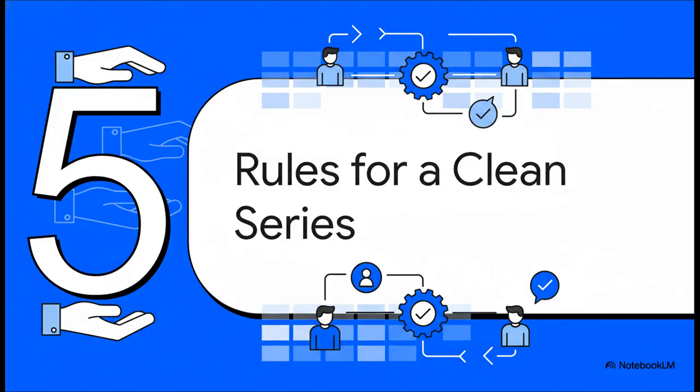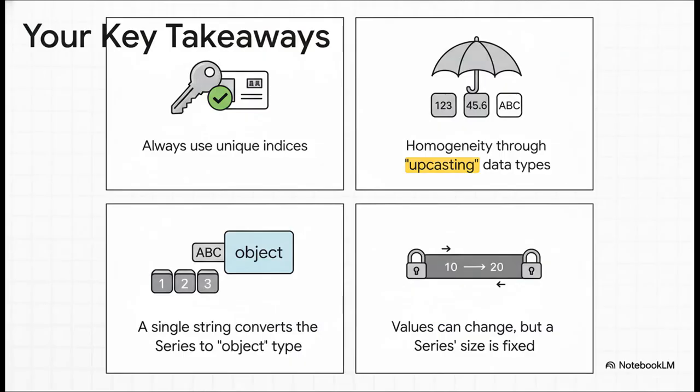So after digging into these two common points of confusion, let's just boil it all down. Let's summarize what we've learned into a few clear, simple rules for creating series that are clean, predictable, and efficient. Okay, let's wrap this up with the most important takeaways. First, and I really can't say this enough, always use unique indices. It's not technically required, but it will save you from so much confusion.